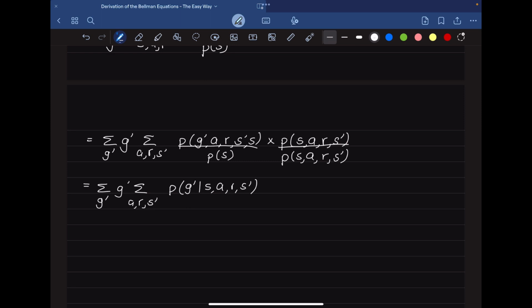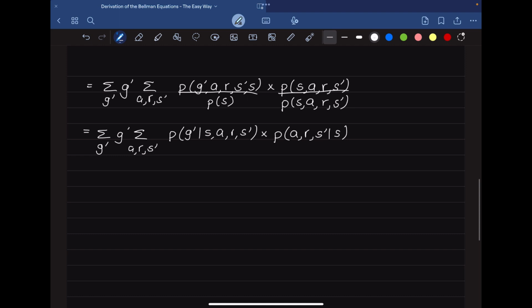Now this multiplied by this quantity is going to be equal to the probability of taking the action a, getting the reward r, and landing in state s prime given I was in the state s already.